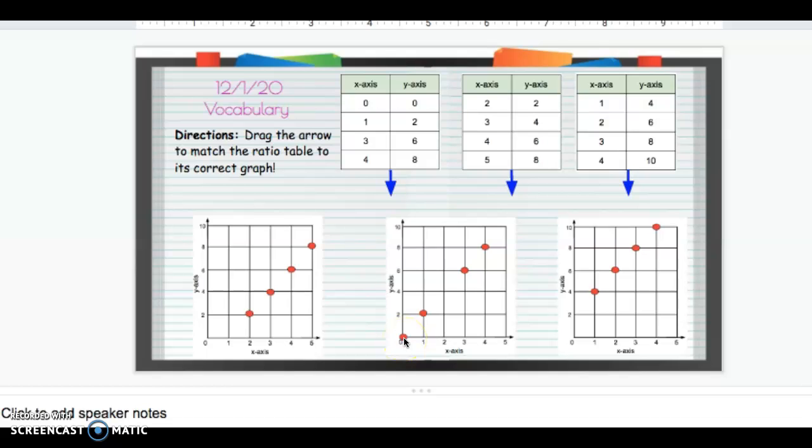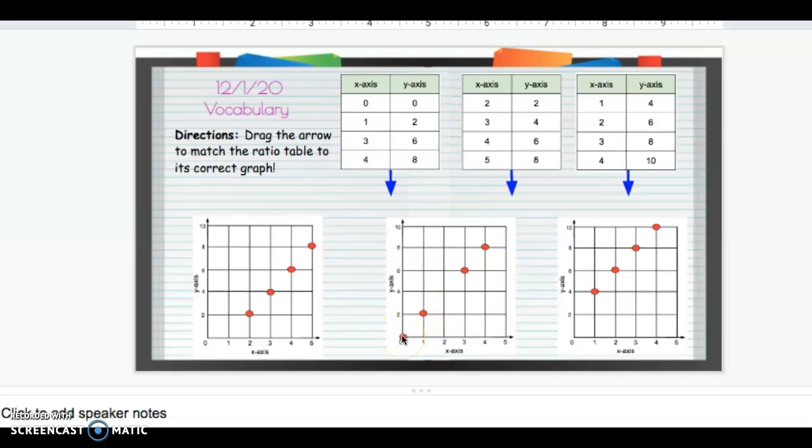0, 0 is my x and my y. Now I have 1, 2. So my x is 1, so I walk to my 1, fly to my 2. There's a dot. Start at my point of origin, 0, 0. Walk to my 3, fly to my 6. Oh, there's a dot there. Let me check the last one.